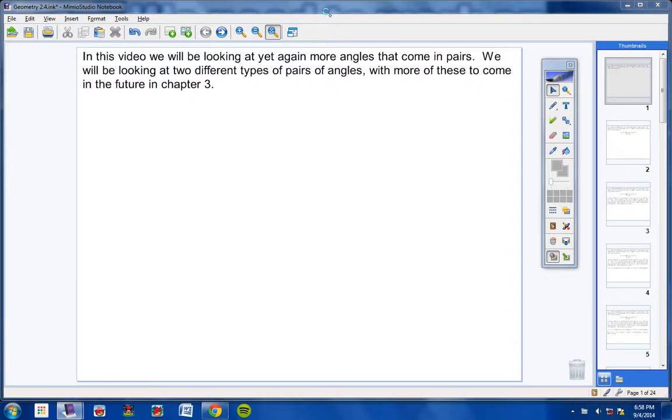Okay, geometry students, in this video we will be looking at yet again more angles that come in pairs. We will be looking at two different types of pairs of angles, with more of these to come, dealing with angles that are in sets of two. There'll be more of these to come in the future in chapter 3. Okay, and here we go.